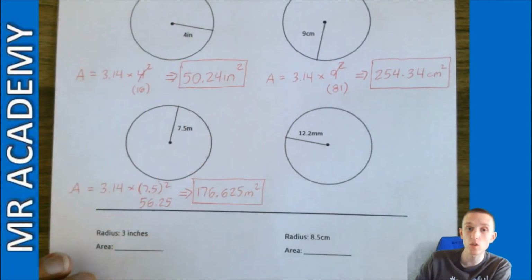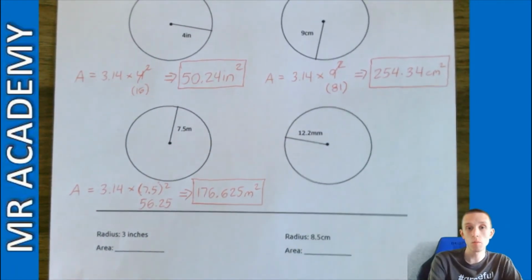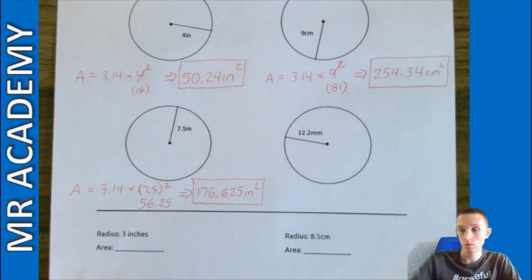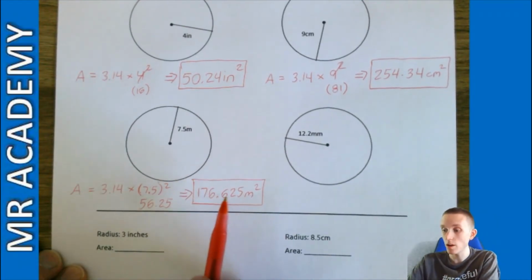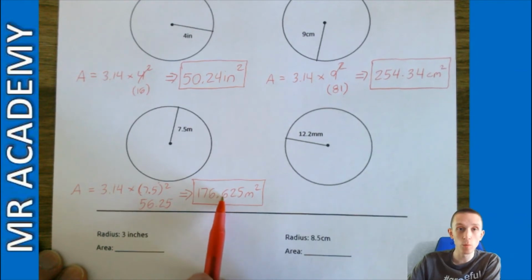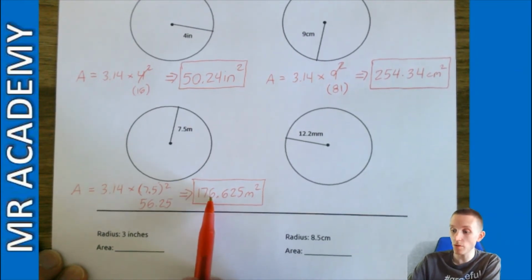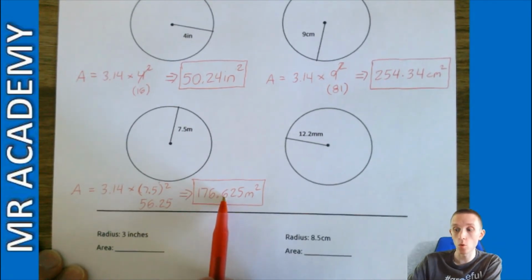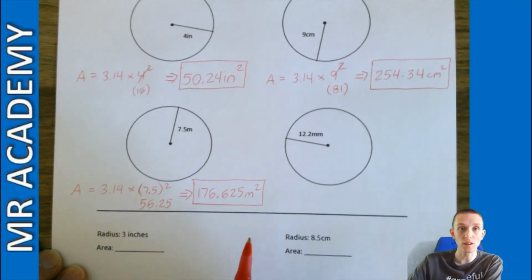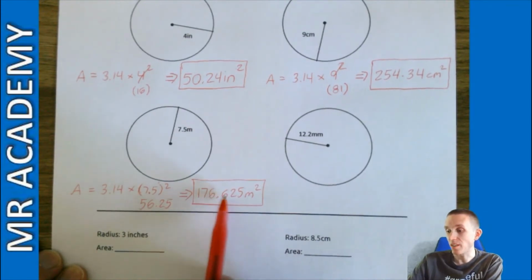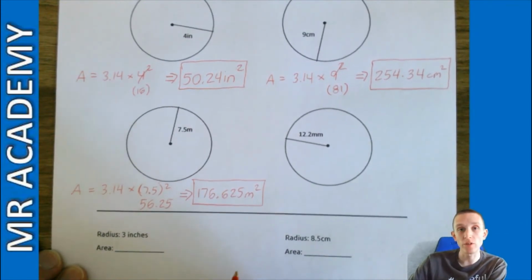But if they did want us to round to the nearest meter, we would take a look at this and say, okay, if this number right after the decimal point is 5 or higher, I'm going to move this number up to 7. If it is 4 or lower, I can just keep that as a 6. Because this number technically is closer to 177 than it is 176.